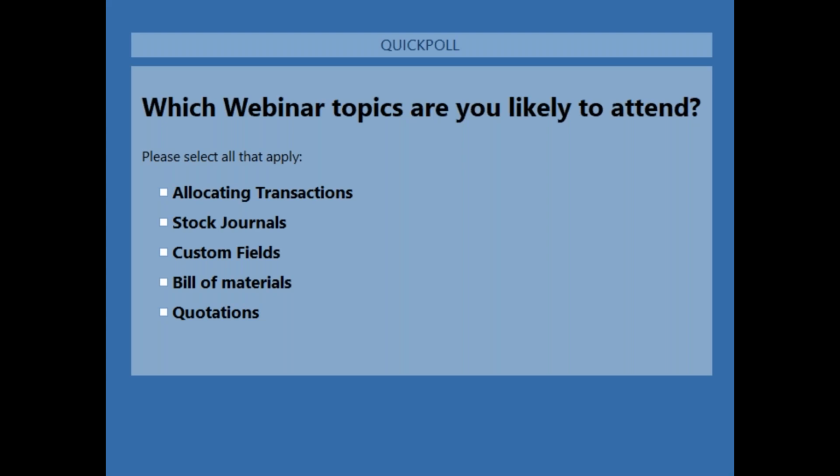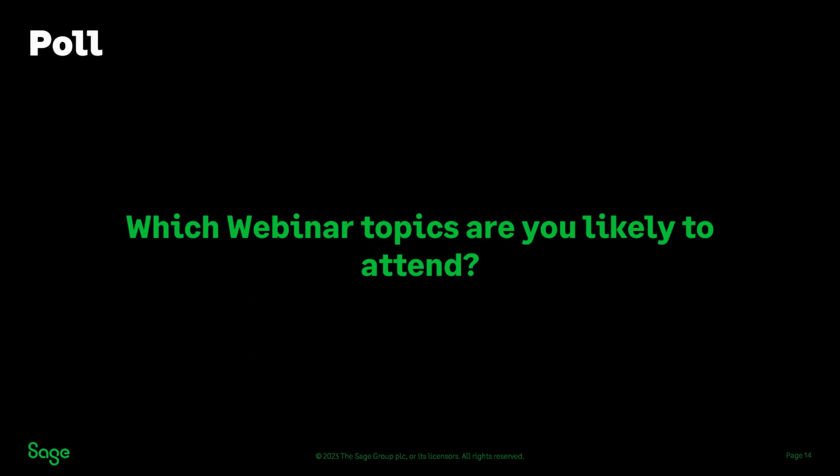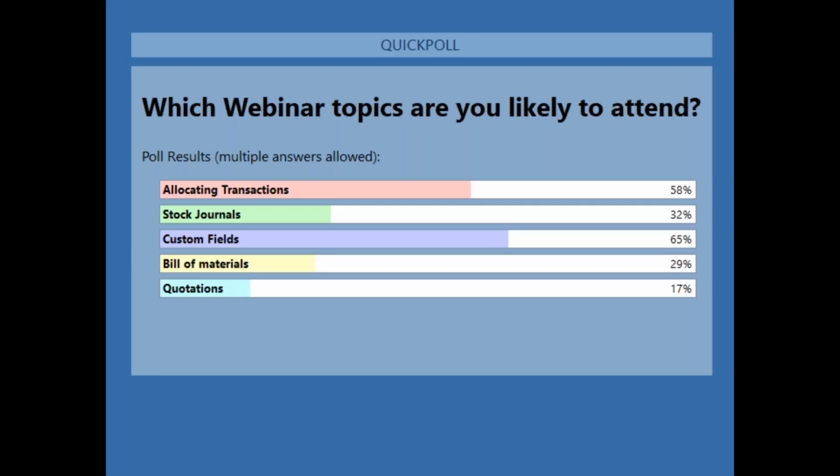Okay, what I'll do is I'll close that, and I'll share the results with you as well. A lot of you are interested in custom fields. We've got some interest in allocating transactions. We've also got interest in the stock journals, bill of materials, and also quotations. So there's a bit of interest in all of those areas, but mainly within custom fields and allocating transactions. That's great. Thank you very much for that.